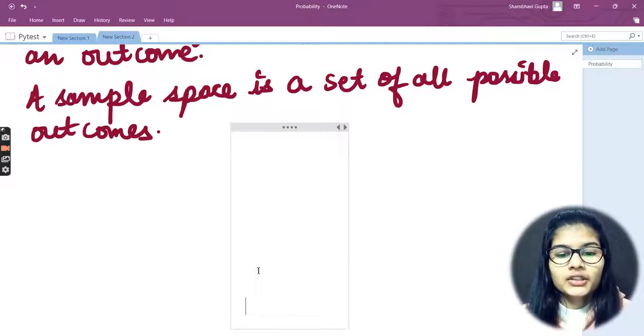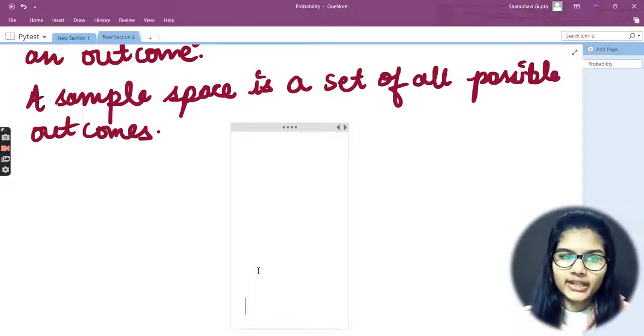The three ways are to list the possible outcomes, to create a tree diagram, or to create a Venn diagram. These three are the methods to represent the sample space.